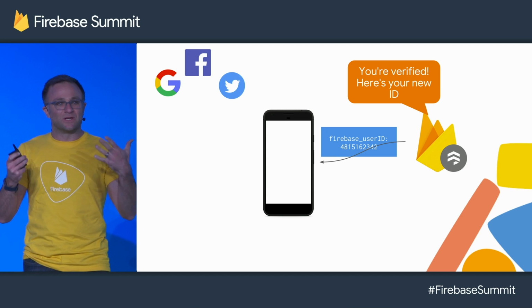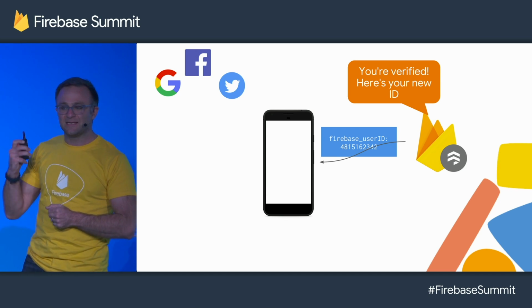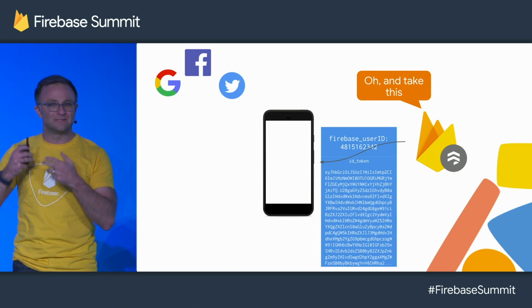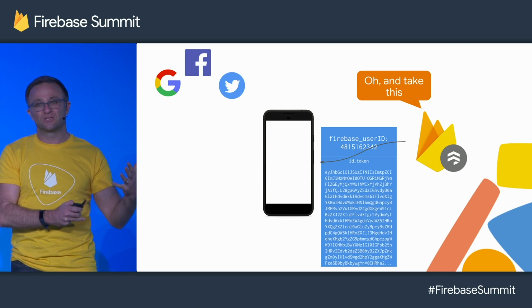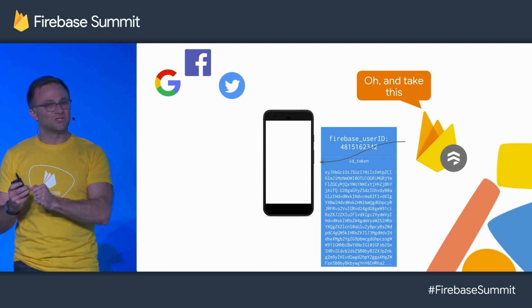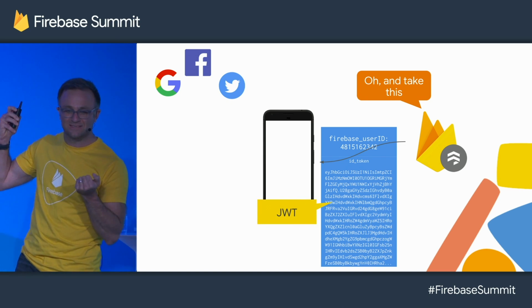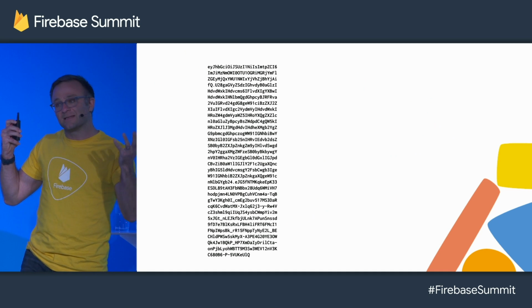So instead what we do is once you've signed in, we say, great, here's your Firebase ID, and take this with you. This is your ID token, which is a giant string in the form of a JWT. And what is a JWT, you might ask? Well, it is a giant base64 encoded string that's got some information in it.